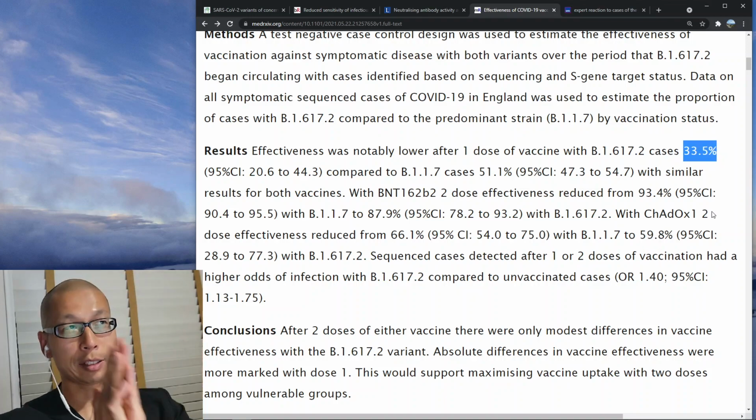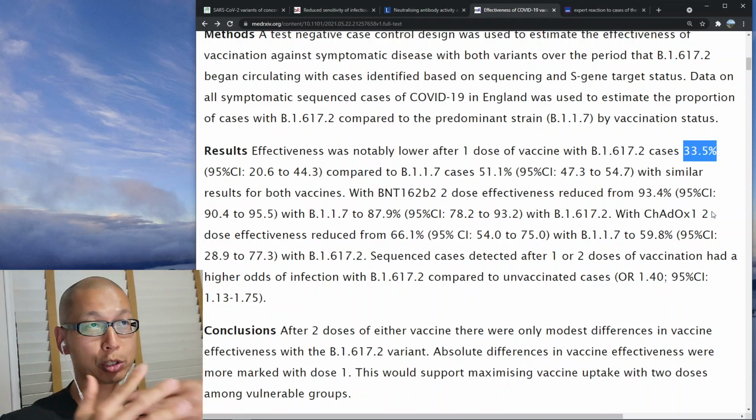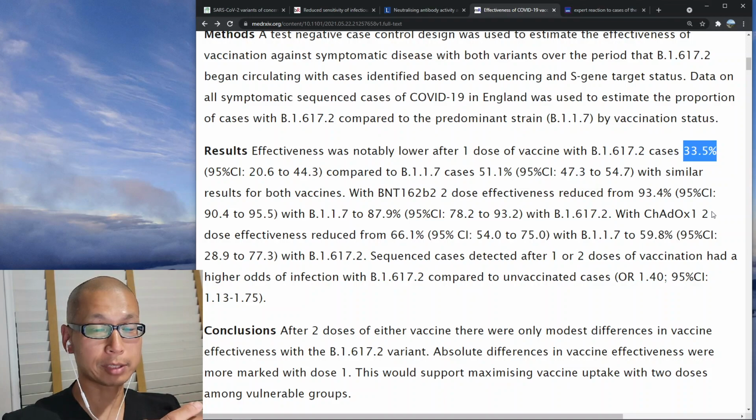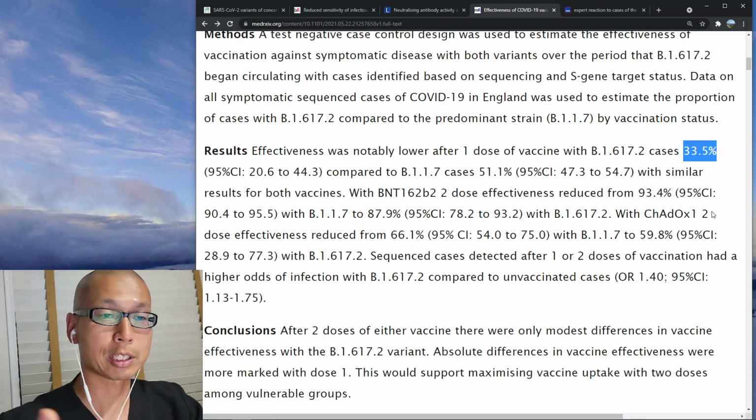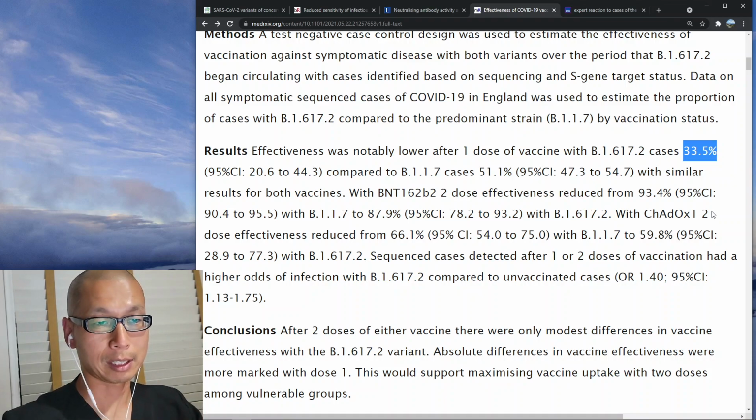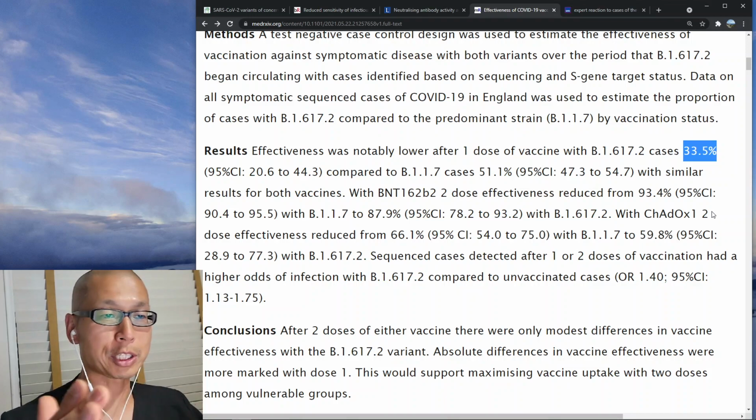So this is interesting because in the original phase 3 trials, one dose was very effective against the original wild type virus. This is probably because one dose generated enough antibodies that it was highly effective against the wild type strain. But since the effectiveness is much less against these new variants, the one dose antibody load wasn't enough to be effective, whereas with two doses, it's so much higher.